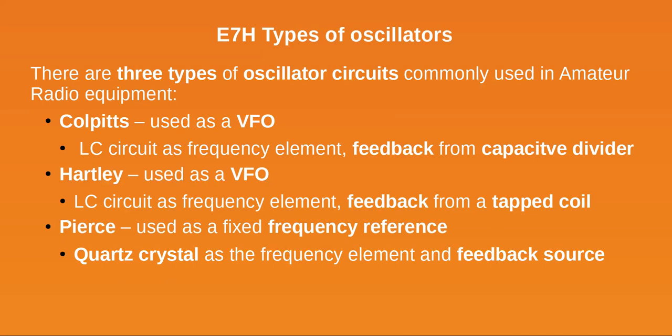And they're normally used as a variable frequency oscillator because we can vary a component in the LC circuit, either the inductor or the capacitor. The Hartley is getting its feedback from a tapped coil. And that's the basic difference. The circuits are very similar, except how you provide the feedback. It's through the capacitive divider in the Colpitts, and the inductive or tapped coil in the Hartley. The Pierce is the one that uses the crystal as the feedback element and as its tuned circuit.